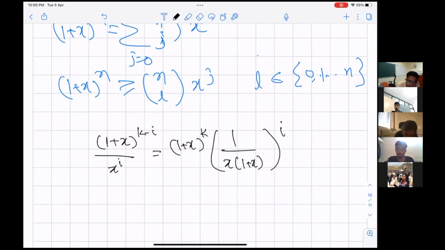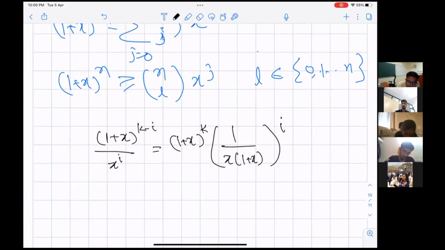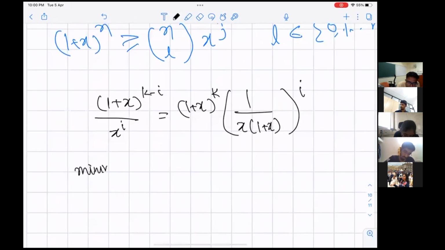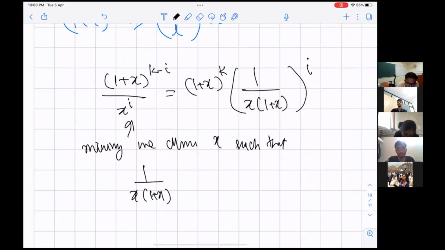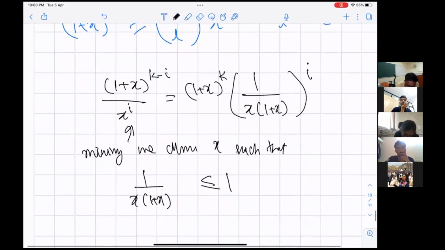Because x is greater than 0, there's absolutely nothing more that I can do. What is my goal? I want to upper bound this with as small a function as possible. So if I want to minimize this, we choose x such that 1 over x plus 1 is less than or equal to 1. Because if this is less than or equal to 1, then for all those values, (1 plus x) to the power k is an upper bound on this.